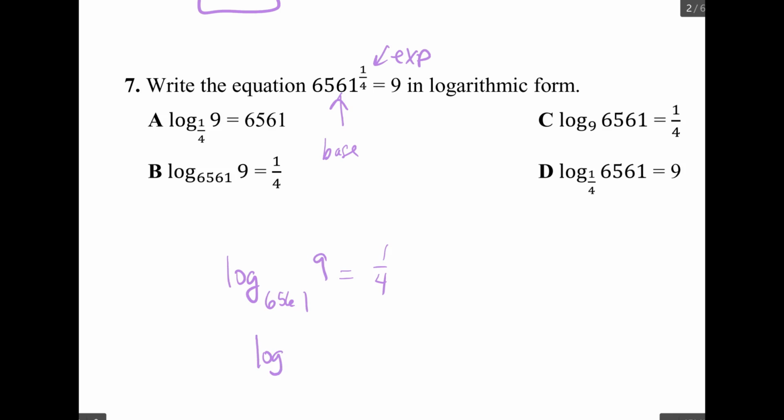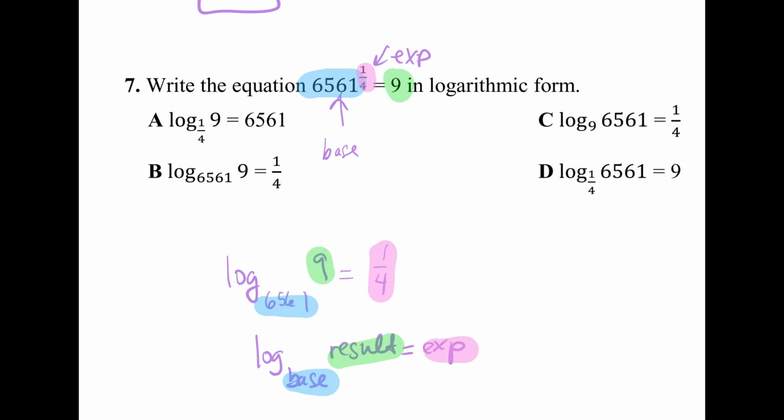Because it goes log, base, result equals exponent. So here, this is the result, so that's where the result goes. This 6,561 was the base. And then my exponent was the 1/4 power. So which one doesn't match? B as in boy. Okay. Oh boy, what kind of base is this?